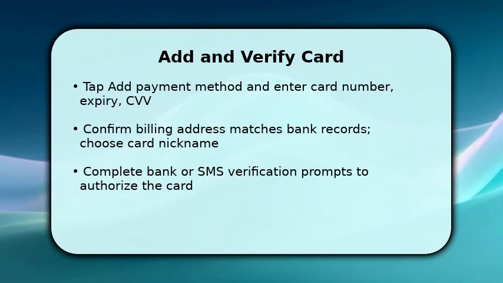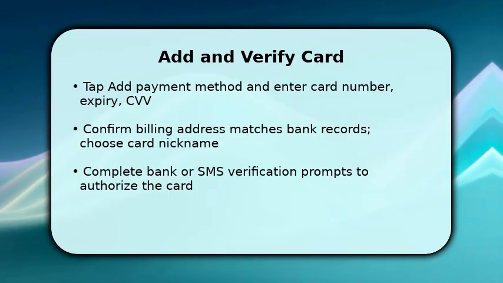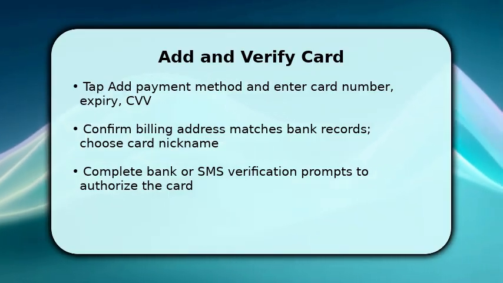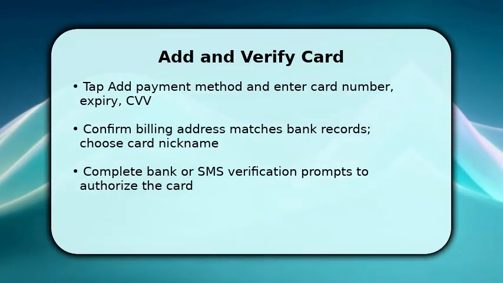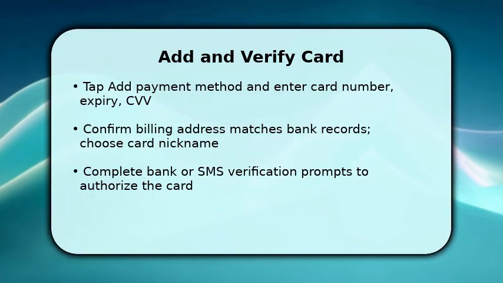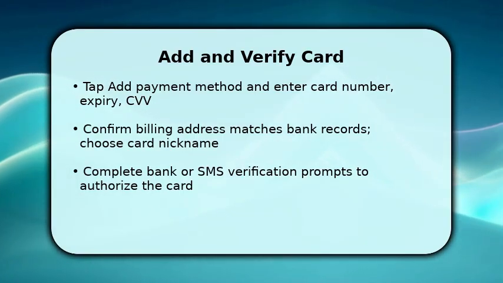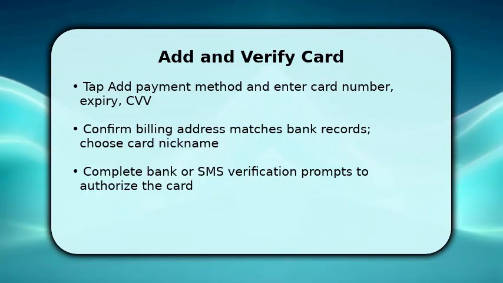Now you add a payment method. Tap Add Payment Method and type the card number, expiry date, and CVV. Make sure the billing address exactly matches what your bank has on file. Mismatches cause verification failures. Once submitted, Google will ask to verify ownership via SMS, email to your Gmail, or a small temporary charge. Follow the bank's prompt and enter any OTP. After verification, the card is linked to your Google account, enabling payments and receipts tied to that Gmail.